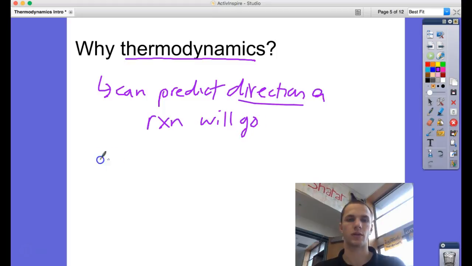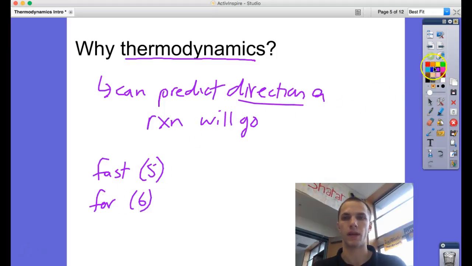So in the past we've talked about how fast in Unit 5, and we've talked about how far in Unit 6, equilibrium. But now we want to know, is it going to go towards the products, towards the reactants, which direction will the reaction go? And that's what thermodynamics will allow us to do.